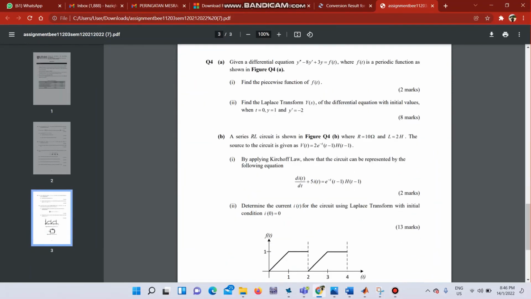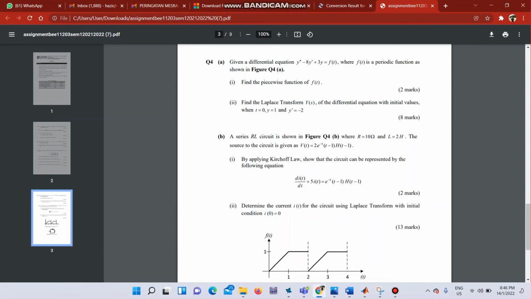Okay, the next is question 4b, Roman 1 and 2. Refer to the question: a series RL circuit is shown in figure Q4 for question 4b, where R equal to 10 ohm and L equal to 2 Henry. The source to the circuit is given as v(t) equal to 2 exponent power of negative t, bracket t minus 1, multiply h bracket t minus 1.